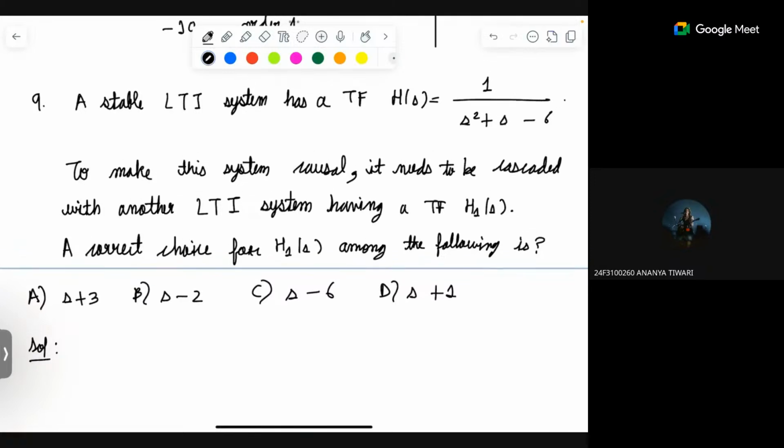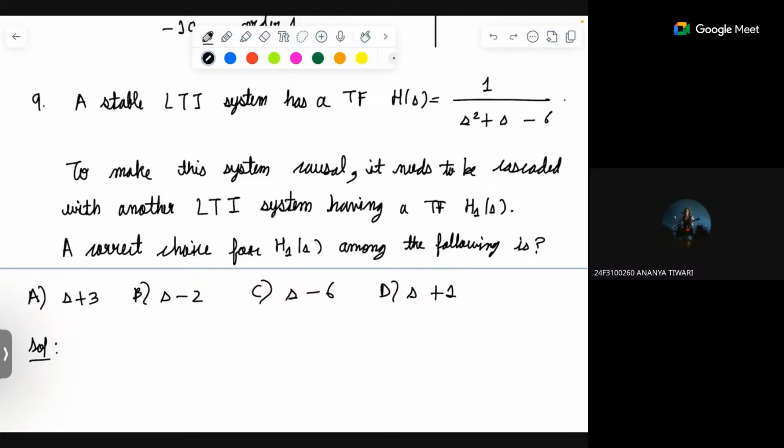For the first question, we have this transfer function, and we want this system to become causal. So for that, we will cascade it with another LTI system which has a transfer function h1 of s, and we want to find the correct expression for h1 of s among the options. When we cascade, in time domain there is convolution, and in frequency domain there is multiplication. Can you repeat the question?